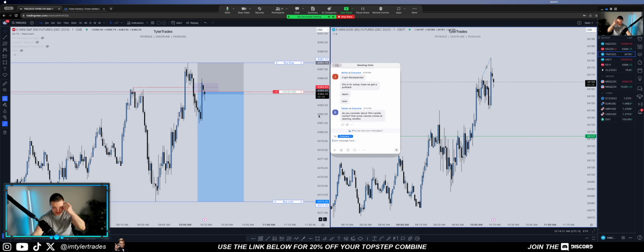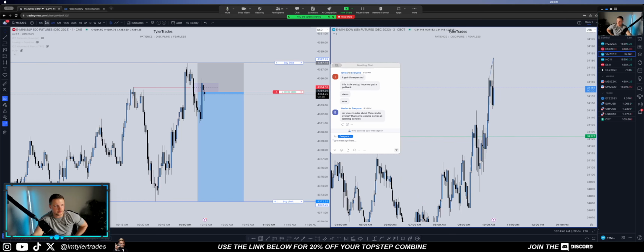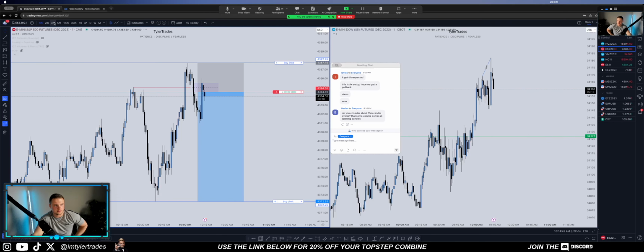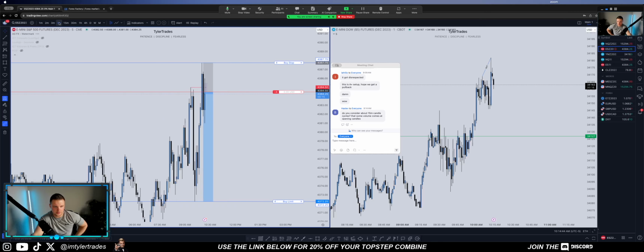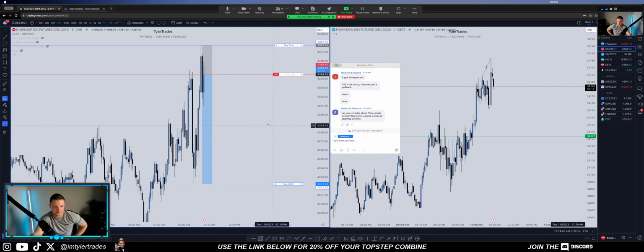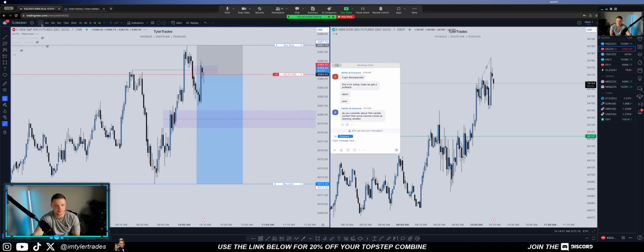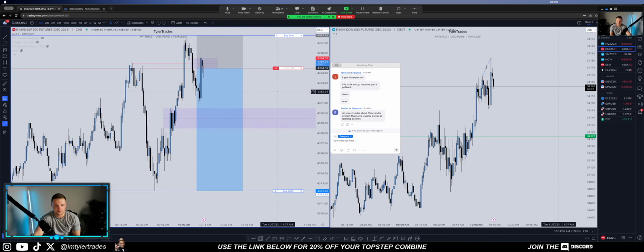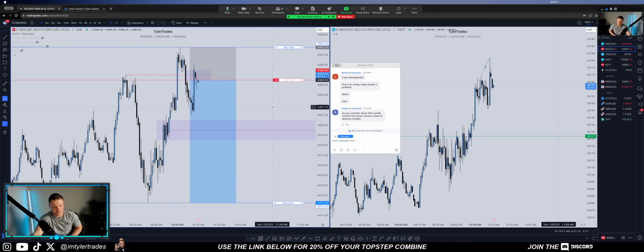So as far as my plan for going risk-free, where do we want to go risk-free at? I would say if we can trade below this final little 5-minute imbalance right here with ease, we should be fine to go risk-free at that point.